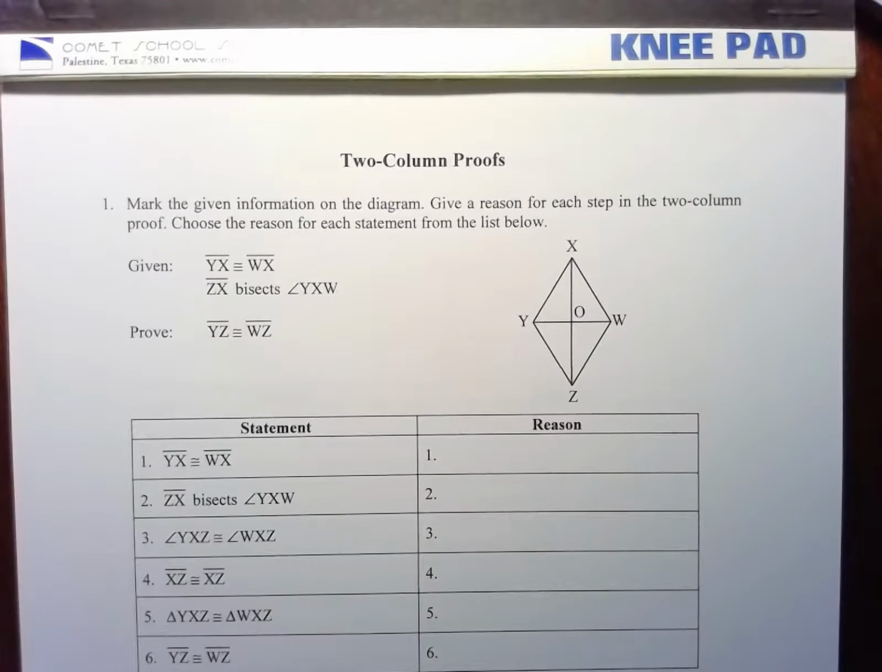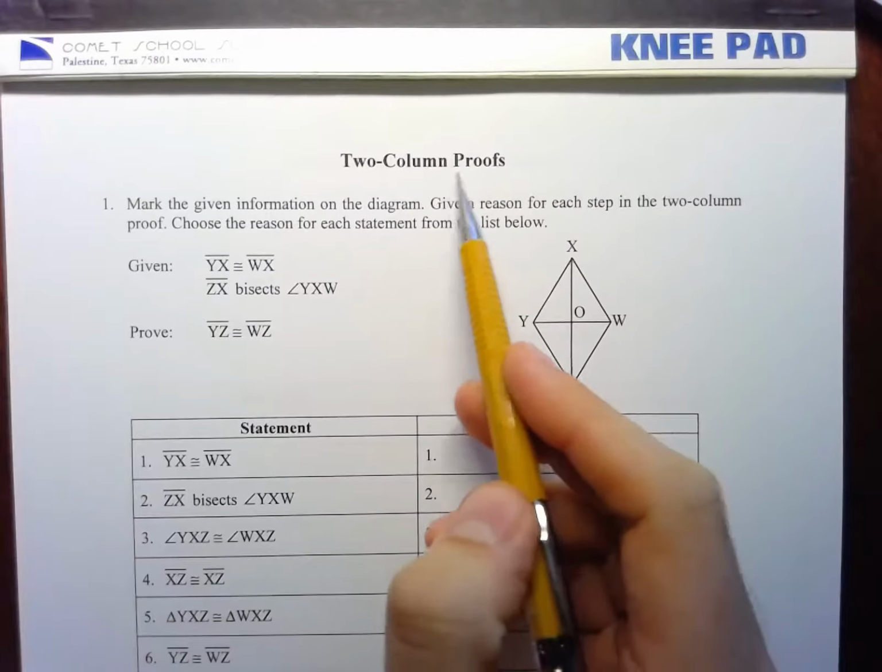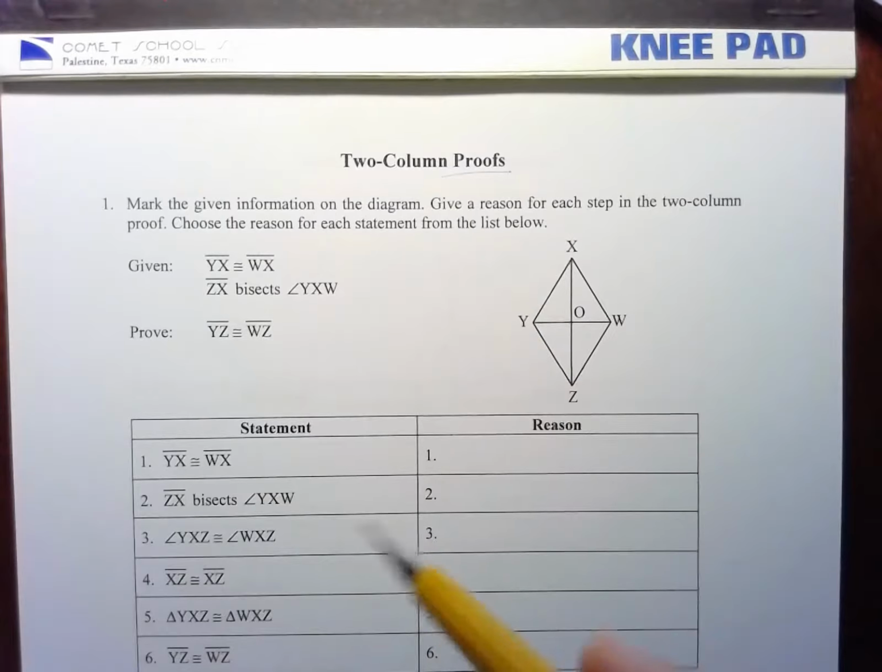So now that we have learned all the different triangle congruence methods, we're going to put it all together and actually use them in a proof.